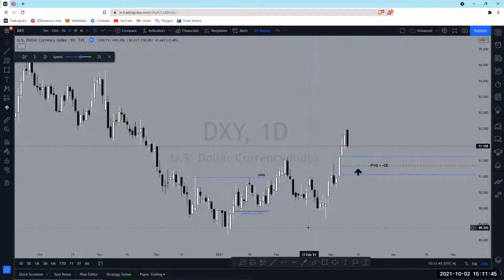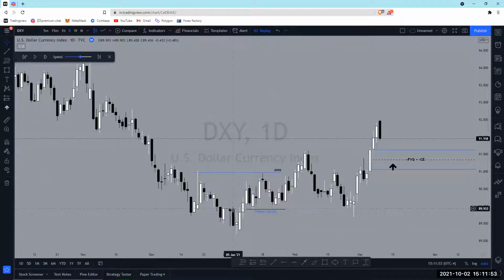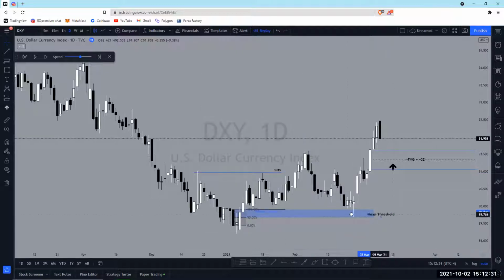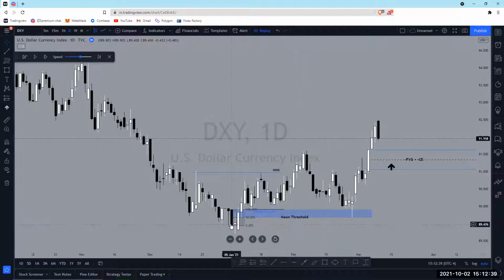All right. So right here, we shifted structure. And at this point, we have a solid order block here. And you only want to pay attention to the first half of that order block. So you measure your order block. And there you go. You have the first half. We call that the mean threshold. That's the 50% of your order block.